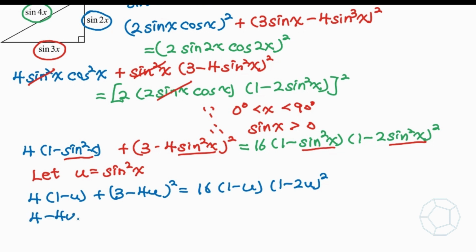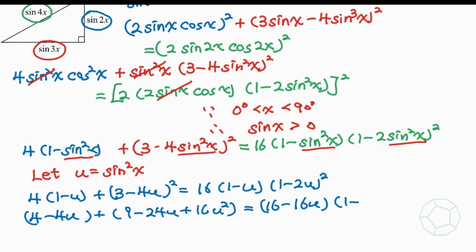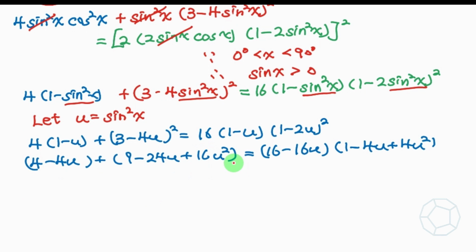Left hand side, we have 4 minus 4u plus 9 minus 24u plus 16u squared. And the right hand side is (16 minus 16u) times (1 minus 4u plus 4u squared). On the left hand side, I'm going to use double underline for the square term and single underline for the linear term. So the left hand side is 16u squared minus 28u plus 13.